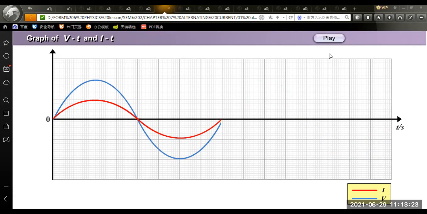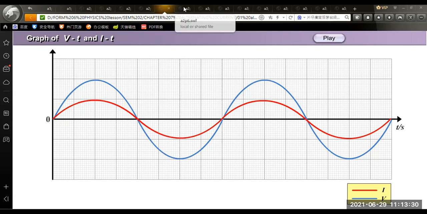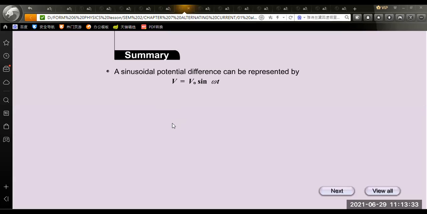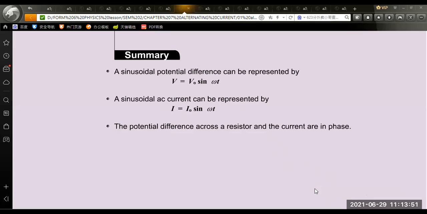Again, they reach the equilibrium at the same time. As a summary, we can say that a sinusoidal potential difference can be represented by V equal to V naught sin omega t. A sinusoidal AC current can be represented by I equal to I naught sin omega t, where the potential difference across the resistor and the current are in phase. Both of them are in the same phase.